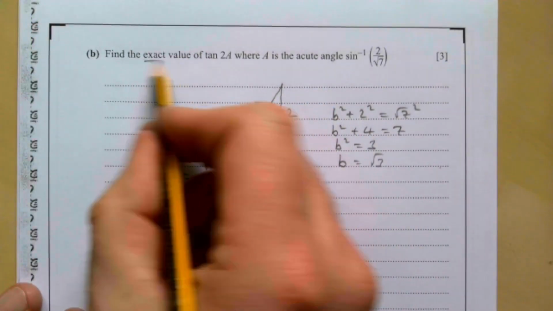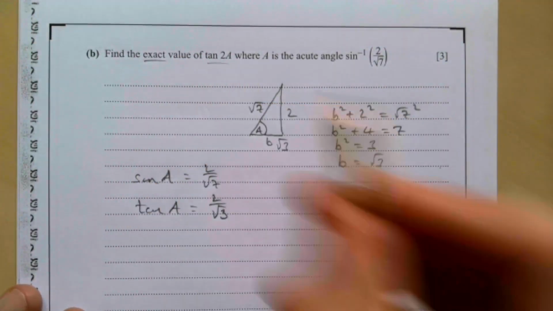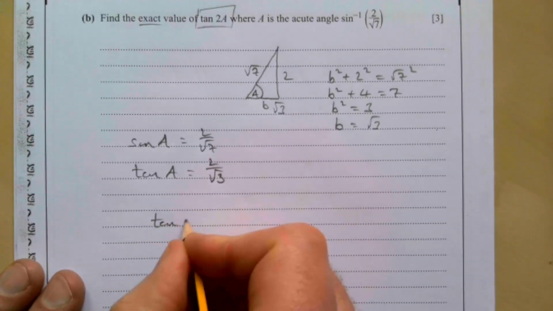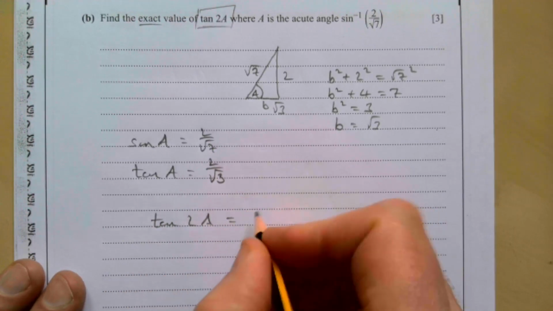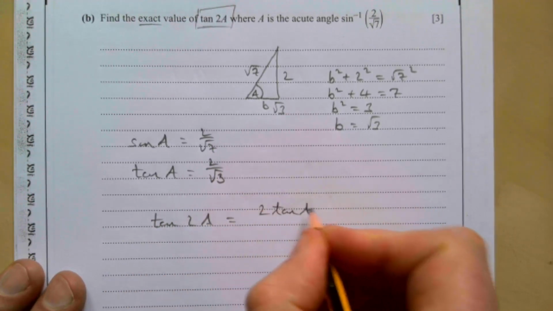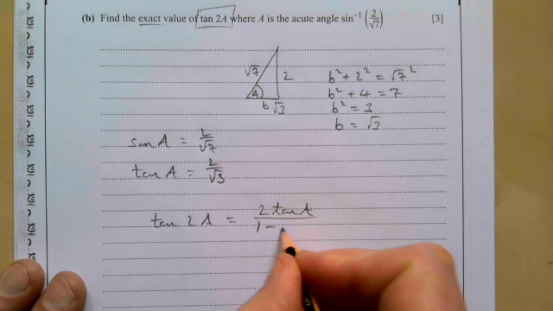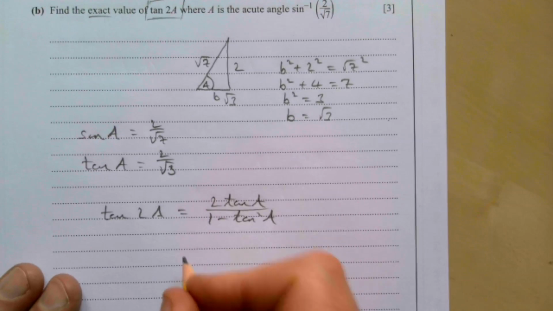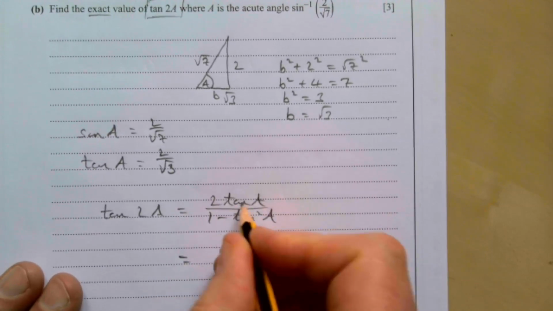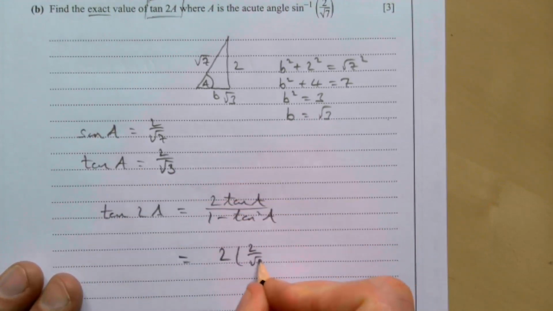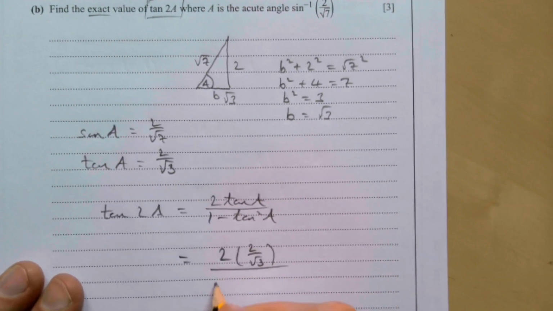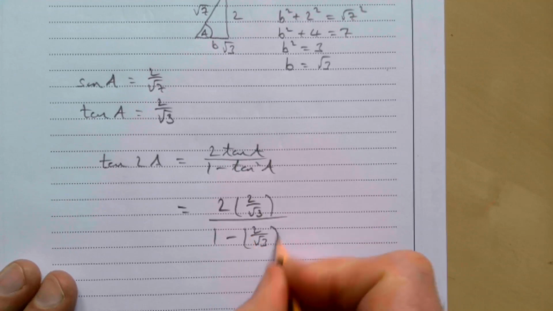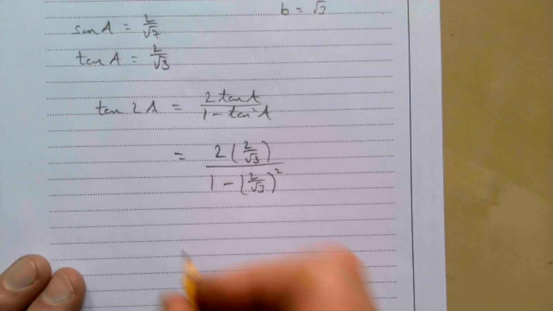So we're trying to find the exact value of tan 2A, so we're going to need our tan double angle formula. So tan double angle formula, tan 2A equals 2 tan A all over 1 minus tan squared A, and then fill in our blanks. So it's going to be 2, and our tan A is 2 over root 3, and that's all over 1 minus 2 over root 3 all squared.